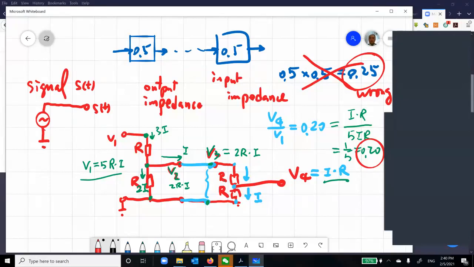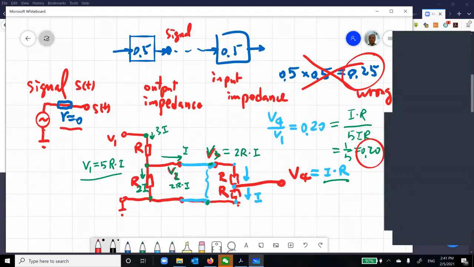So this is my signal. I'm generating a signal, S of t. But remember, we ignored this R in here. We assumed this is 0. So when I have a signal in here, looking from this side in, you have learned Thevenin's equivalent. So in this case, R is not 0.